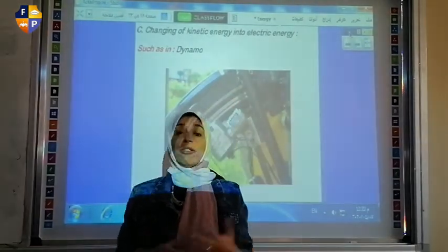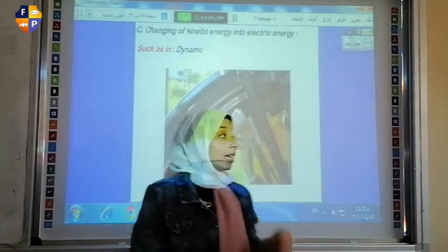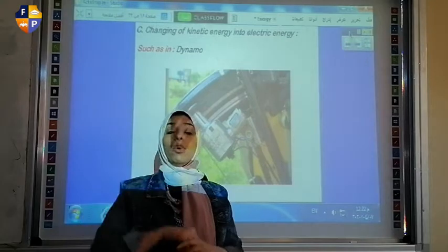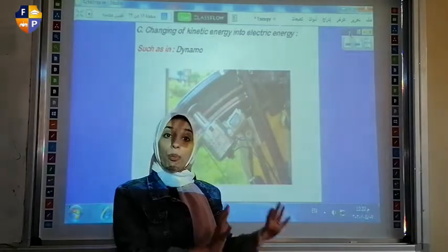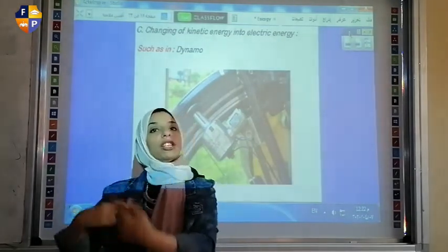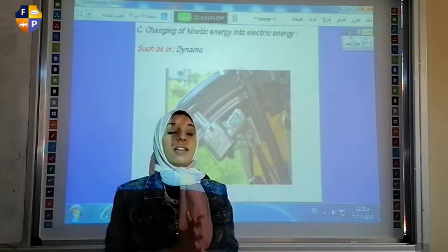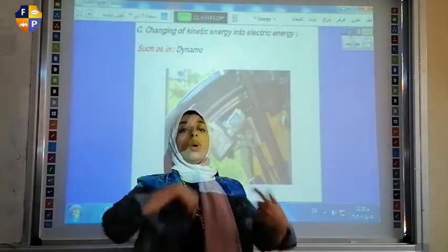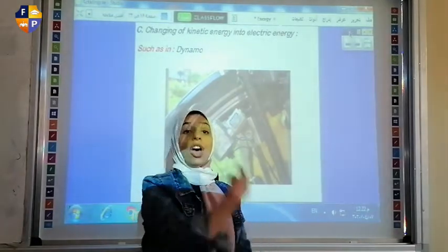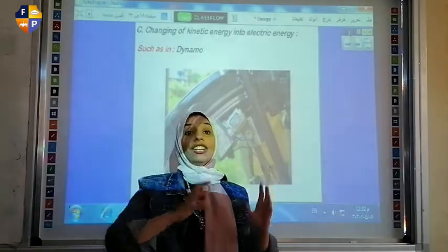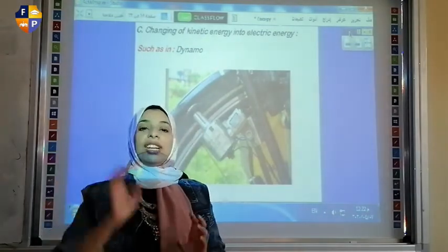All of you have a bike in your home. Okay, this bike contains a lamp. The lamp will light when the bike is moving. When the bike is moving, the lamp gives the light. What happens when you move the tires of the bicycle? Okay, the kinetic energy changes into electric energy.